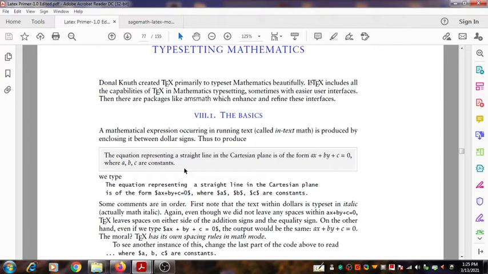For example, you can see this is a sentence that comes as a part of a paragraph, and the equation is a part of it. You shall read that the equation representing a straight line in the Cartesian plane is of the form ax plus by plus c equal to 0, where a, b and c are constants.